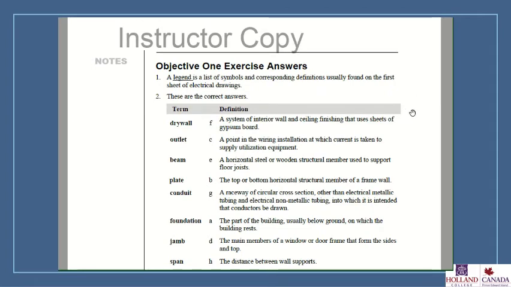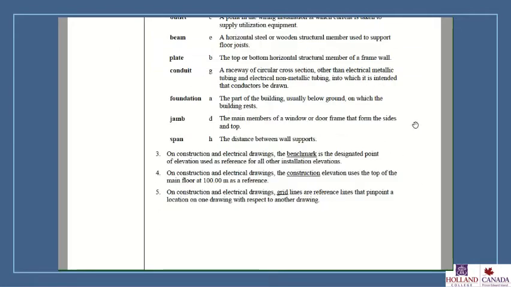Objective 1 answers. Question 1, questions 3, 4, and 5.